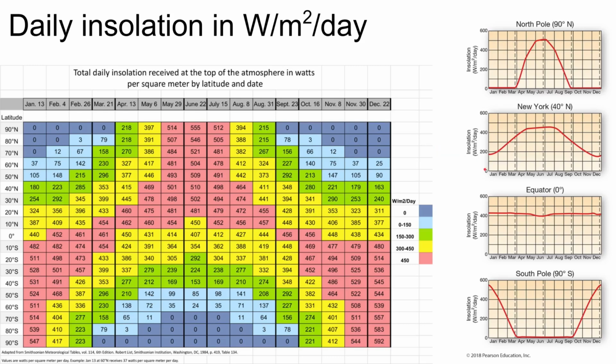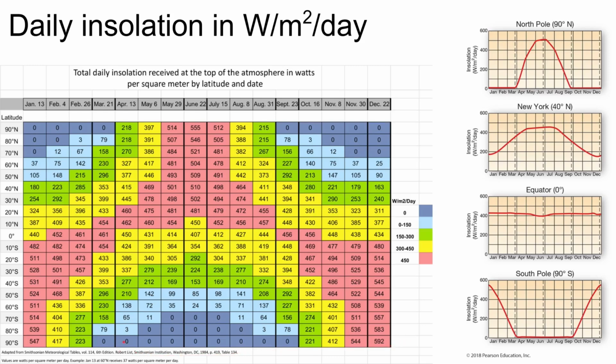So the farther away from the equator, the greater the difference between summertime with 555 watts and wintertime, 0 watts. Same thing at the South Pole. They have the same pattern, except they actually get more energy, 592 watts, because Earth is slightly closer to the sun in January than it is in July and June, which is nice if you live in the Northern Hemisphere.